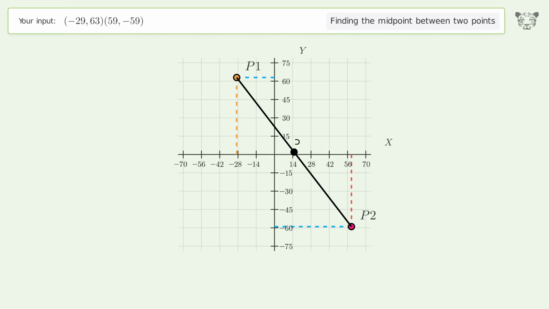Use the x values in the midpoint formula to find the midpoint's x. x1 equals -29. x2 equals 59. Simplify the arithmetic.